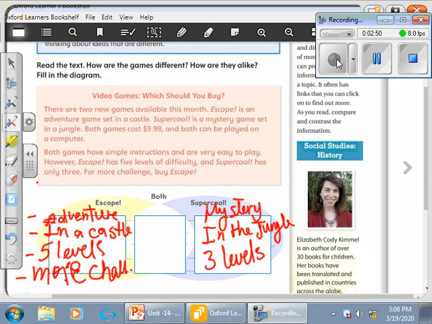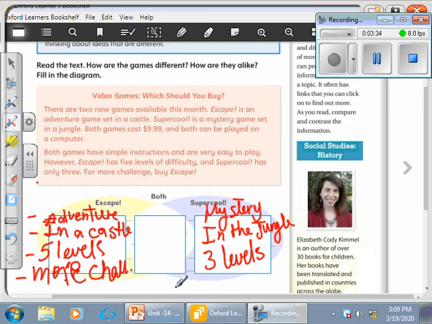Here we go. Now we wrote the points of comparison. The points of contrasting, things that are different, that is concerning each game but not for the other one. So we are writing the differences. The Escape is an adventure game, but the Super Cool is a mystery game. The Escape is played in a castle. The other one is played in the jungle. Escape has 5 levels, the Super Cool game 3 levels. And the Escape has more challenge.